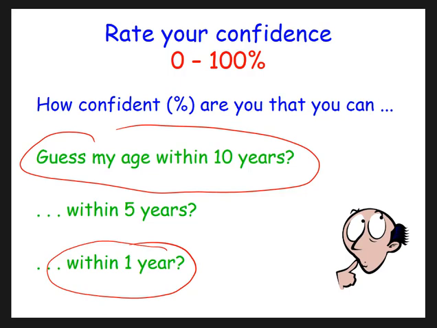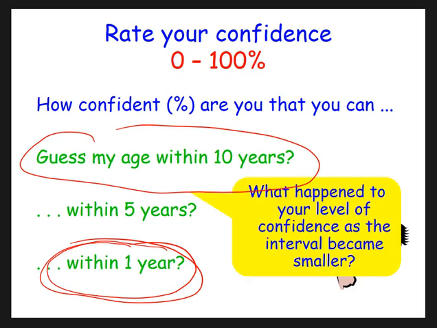To get within 10 years, we're very confident we can do that. So we're pretty sure that we can hit that mark. So that's a high level of confidence. To be within 1 year, we would have to be kind of lucky. So it's a much lower level of confidence that we can manage to get within 1 year.